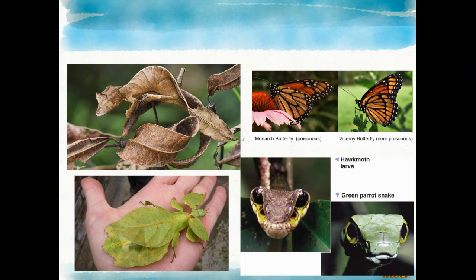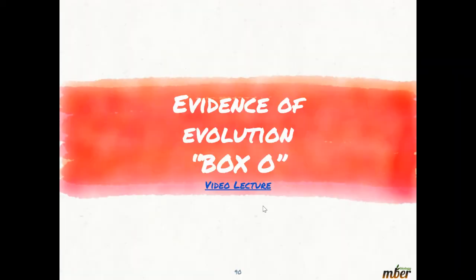So, look at this. Is that a praying mantis blending in like a leaf? I think that's a gecko blending in like a leaf. A monarch butterfly, which is poisonous to birds, blending in to look like a poisonous snake. This is a hawk moth larva that set itself up to look like a parrot snake.